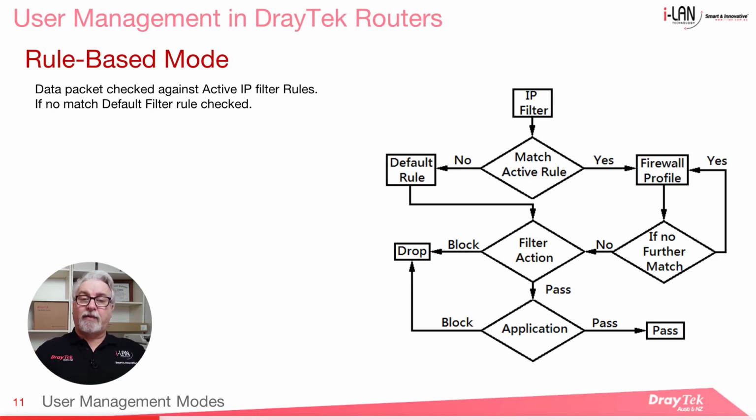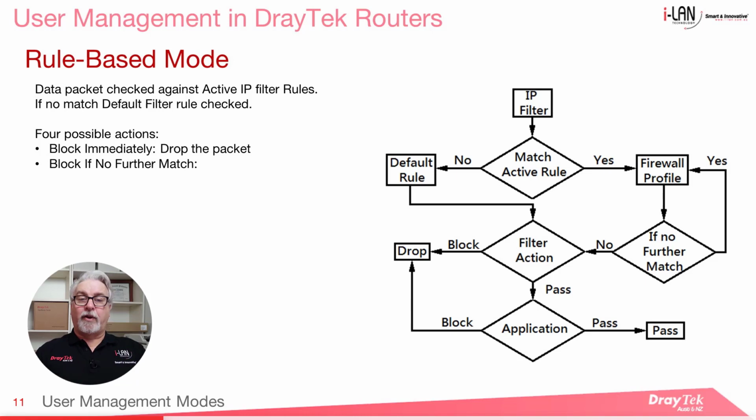For filter action, if a match is found, there are 4 possible actions. Block immediately means the packet is dropped. Block if no further match means the rest of the active rules are checked in order until it matches one, then it applies the filter action of that matched filter rule. If there's no other active rule matched, then drop the packet.